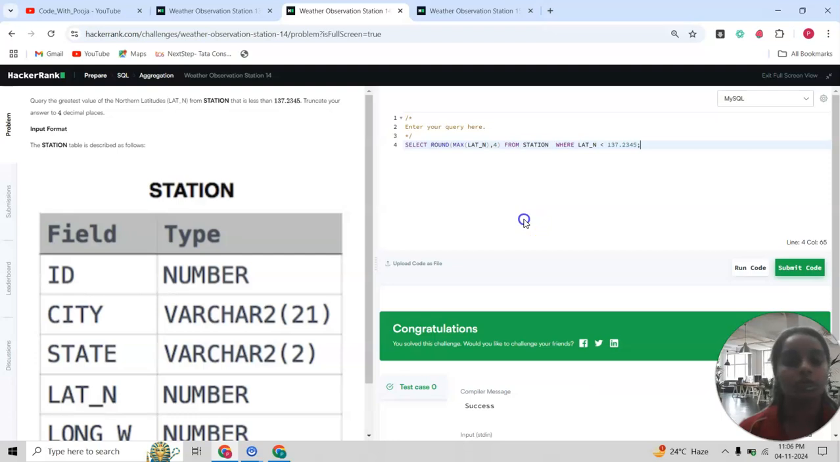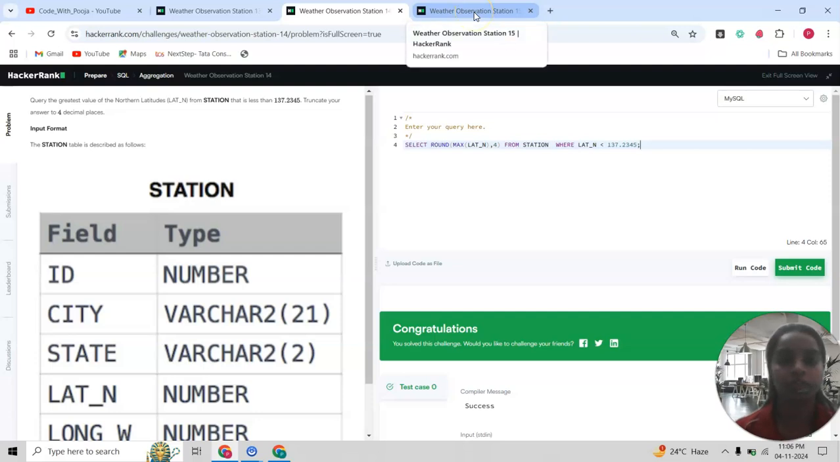So this is quite simple, simpler than the last one. I think I don't need to explain this query, it is easy to understand. Now continue with the next query.